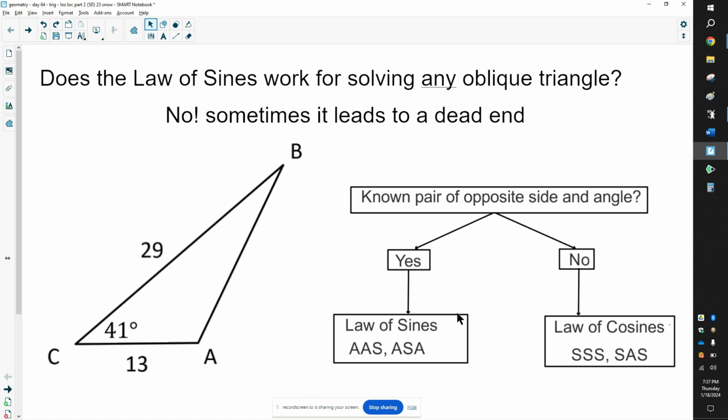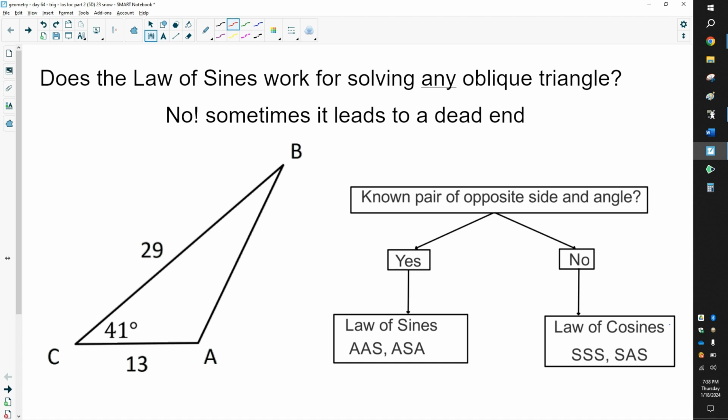Last time we learned about the law of sines, which allows us to find missing sides or angles in a non-right triangle. On the screen here is a non-right triangle, but you'll notice that the law of sines will not work. The reason is, to use the law of sines, you need a complete set of side and opposite angle.